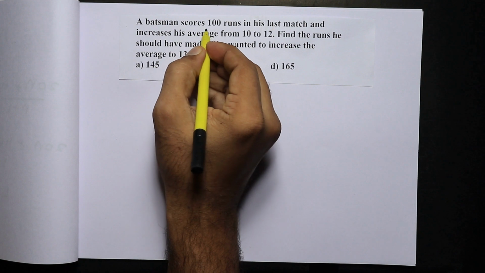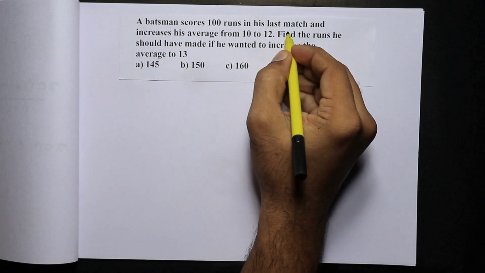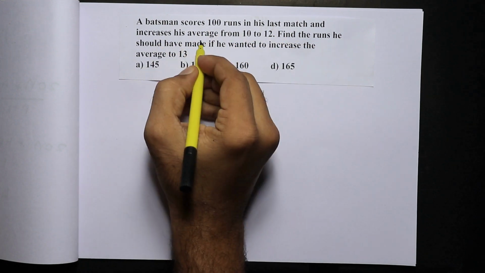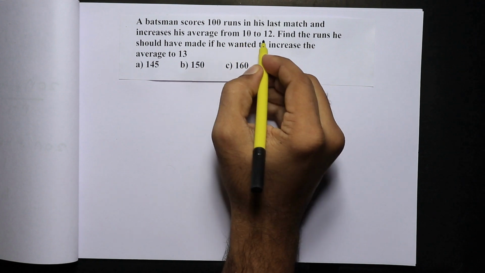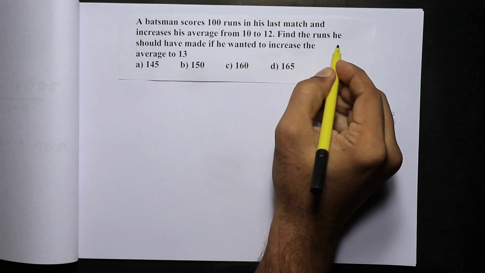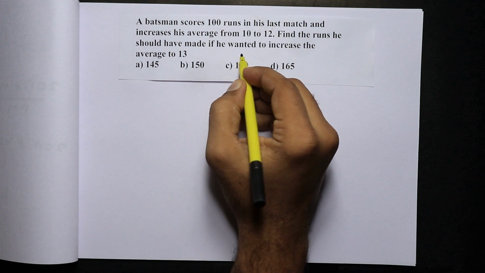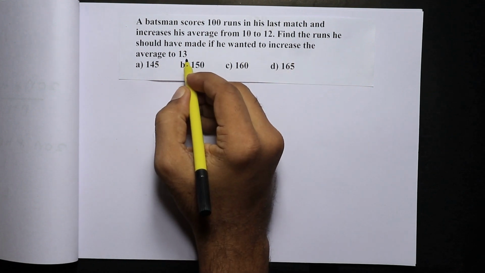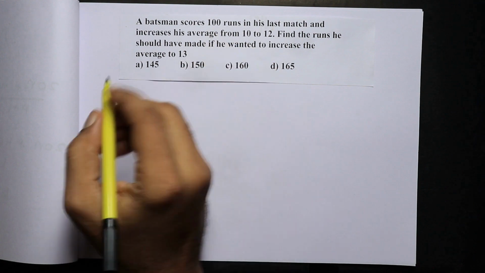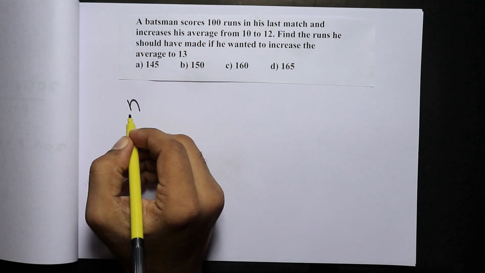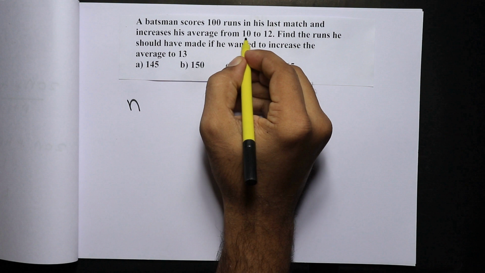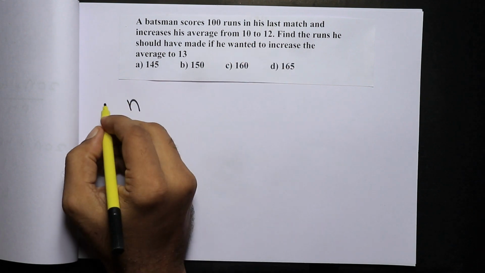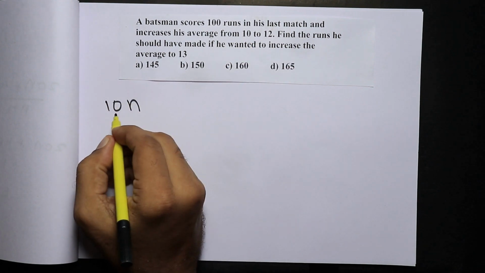A batsman scores 100 runs in his last match and increases his average from 10 to 12. Find the runs he should have made if he wanted to increase the average to 13. So let us assume that initially he has played n matches and on an average he made 10 runs. So 10n is the total runs that he made in the first n matches.